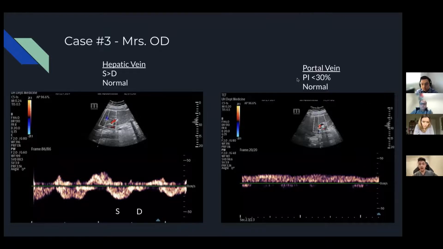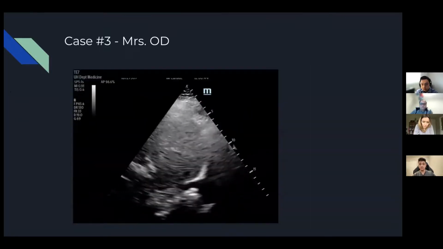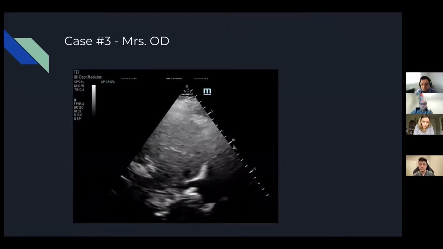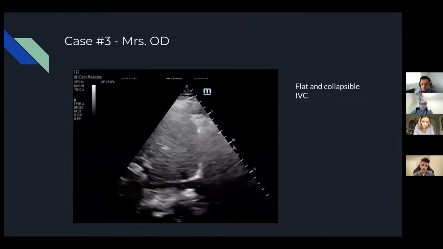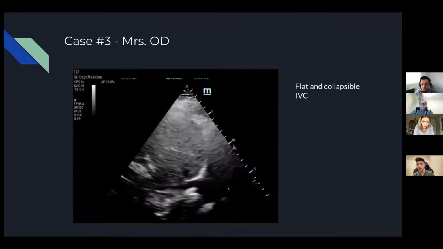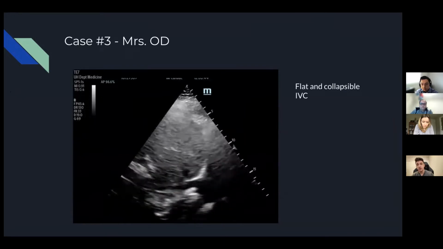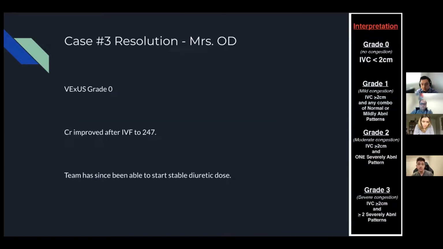We came back to the subcostal area. And as you can see, our IVC is actually quite flat and very collapsible. If we started with this, we wouldn't have had to do the hepatic or portal, but I think it's a nice proof of concept here anyways. And ultimately, she was a VExUS of grade 0 at this point. And so her creatinine actually did improve with the IV fluids. She was better at 247. And the team has since been able to start her on a stable diuretic dose afterwards.